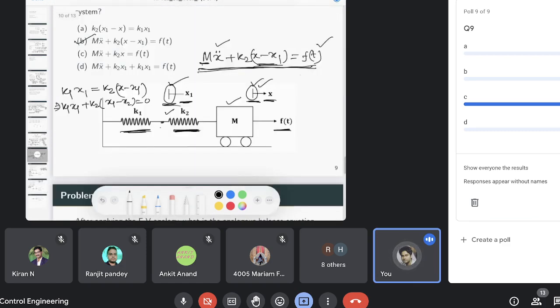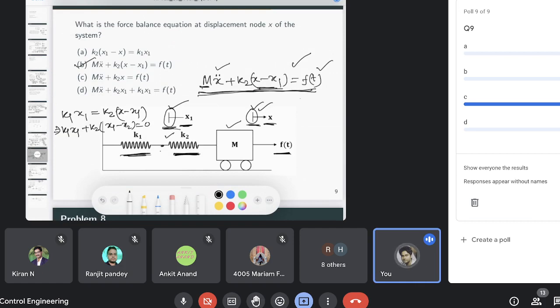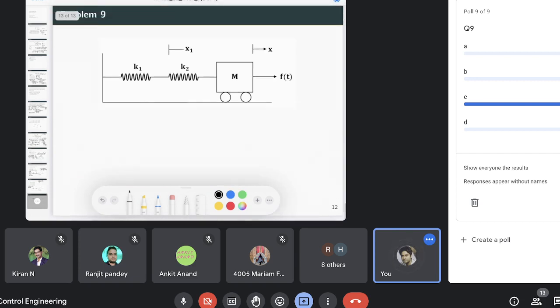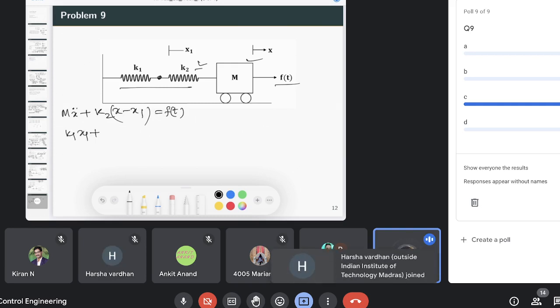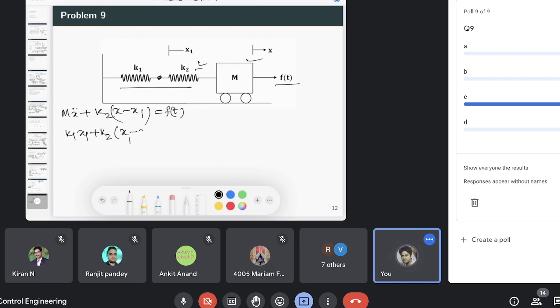First we write the force balance equations that we have already obtained. One is m x double dot plus k2 times (x minus x1) equal to f(t). And at this node point we have another equation: k1 x1 plus k2 times (x1 minus x) equal to 0, because I am taking the other side.